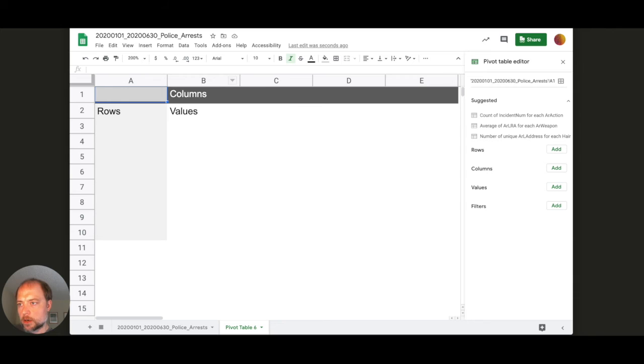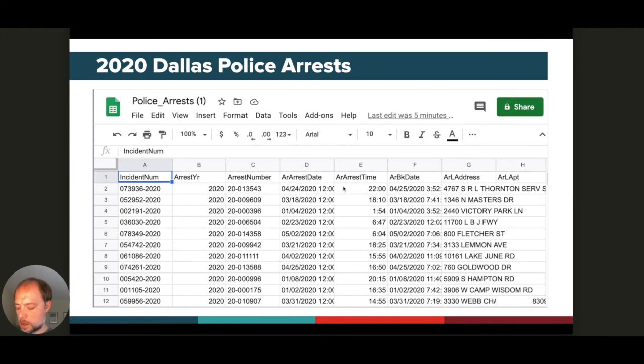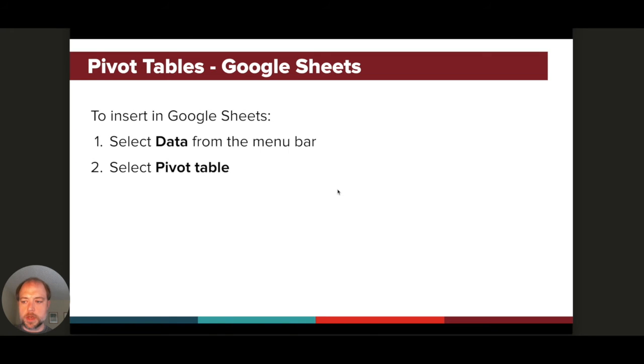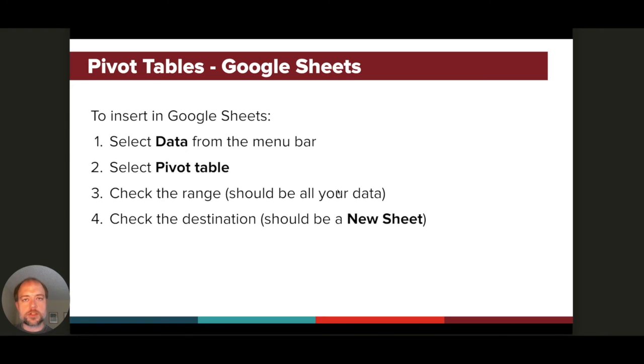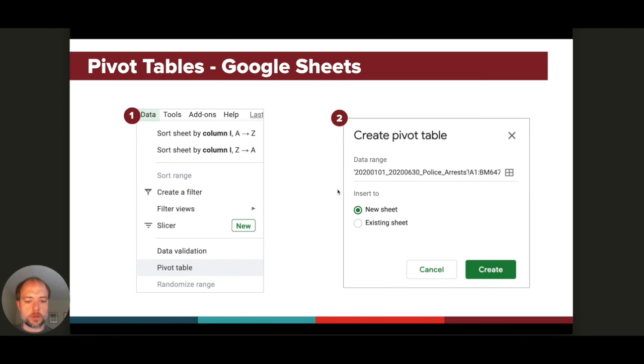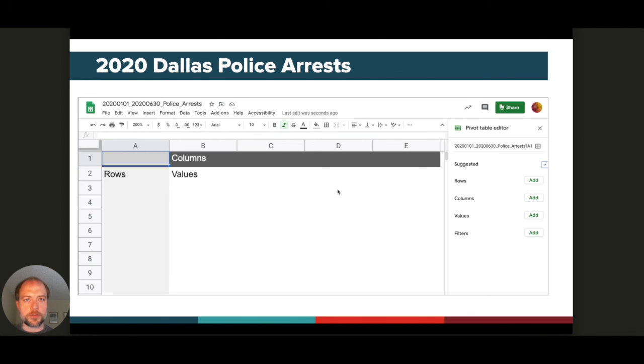Just to remind ourselves though, we talked about the pivot table in Google Sheets. To insert it, we select data from the menu bar, select pivot table, check the range, it should be all of our data, check the destination, it should be a new sheet, and then click create. Data, pivot table, create. And this is where we're stopping for this video. As we said, we'll go into things you can do with pivot tables in future videos.